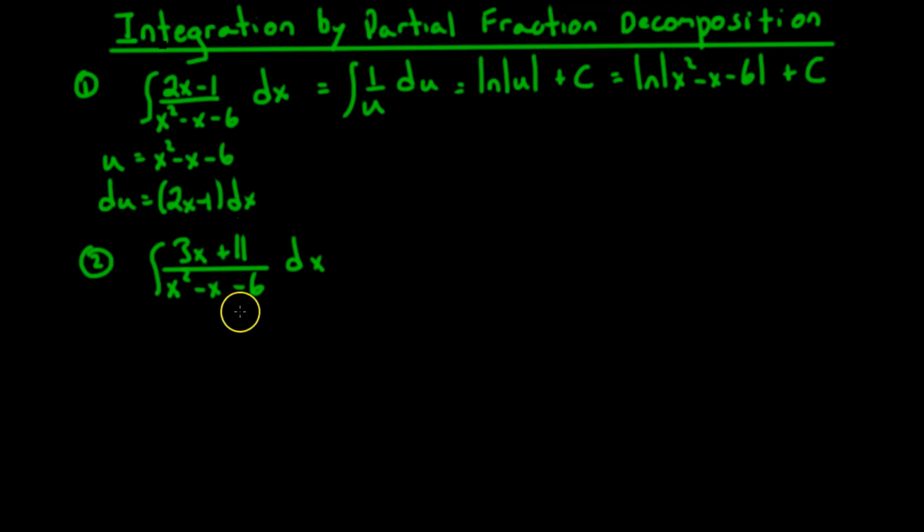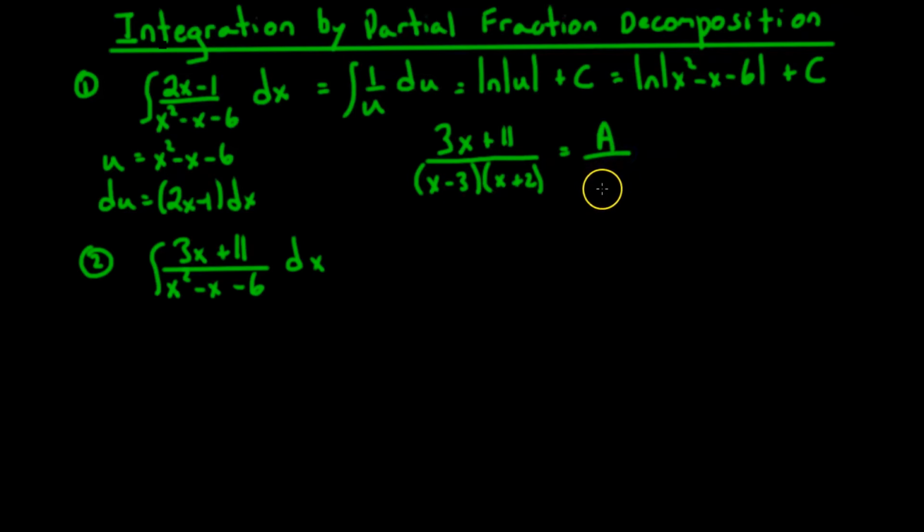So let's take a look at this fraction in here. So let's just ignore the integral for now. And what I want to do is take this fraction, 3x plus 11, and we'll notice that we can factor the denominator. It can be factored into x minus 3 and x plus 2. And what I want to do is write that as two separate fractions. One with some numerator a divided by x minus 3, and one with some numerator b divided by x plus 2. So I want to split it.